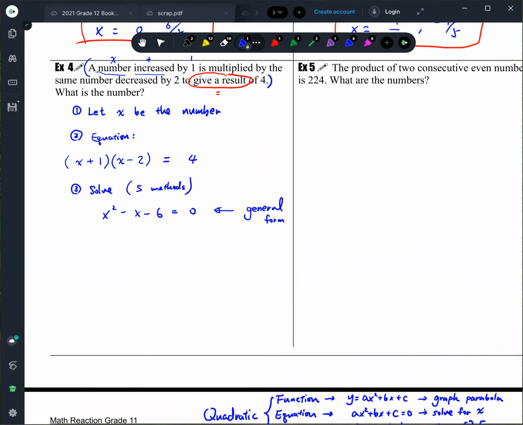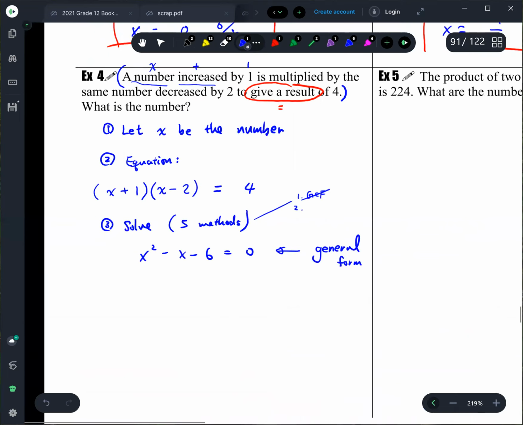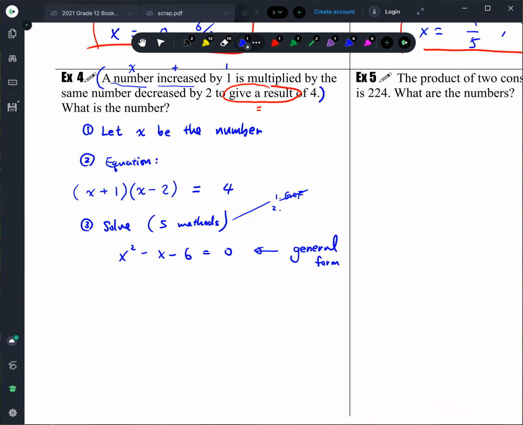Okay. Do we have GCF? No. No GCF, right? First method GCF is out, right? Yeah. What's after GCF? Kind of forgot. Check your notes. Okay. What's after GCF?